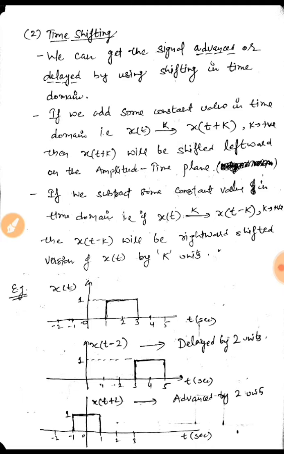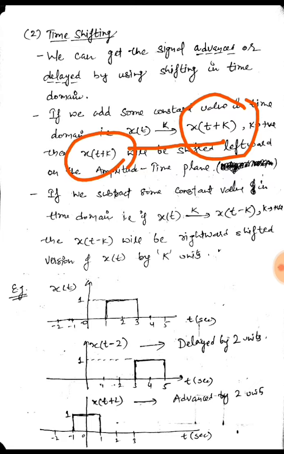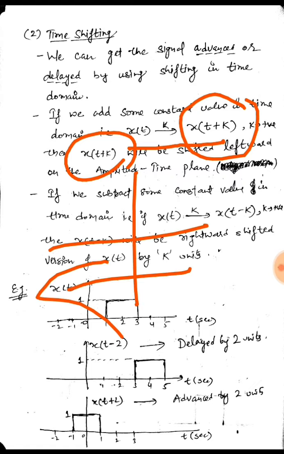So next is time shifting. We can get the signal advanced or delayed. We can make our signal advance or we can make it delayed by some units by using the shifting in the time domain. So if we add some constant value in the time domain, that is, if xt now becomes x of t plus k, where k is a positive value, then x of t plus k will be a signal which is shifted leftward. It would be shifted leftward and the signal would be advanced. Okay, we will see using an example.